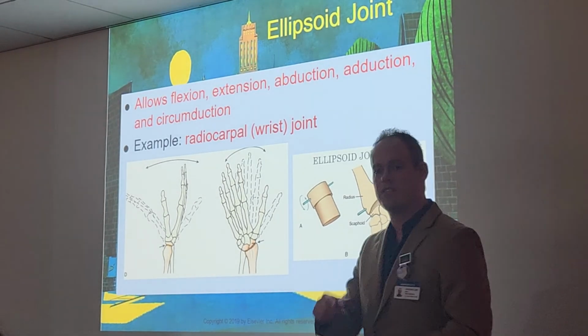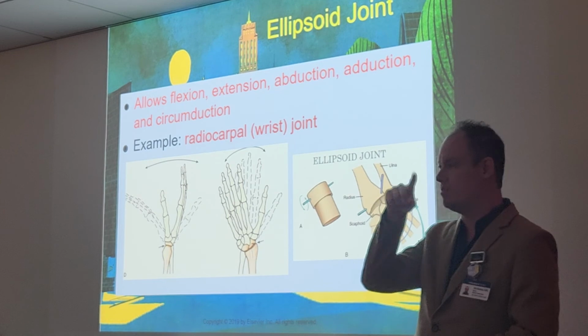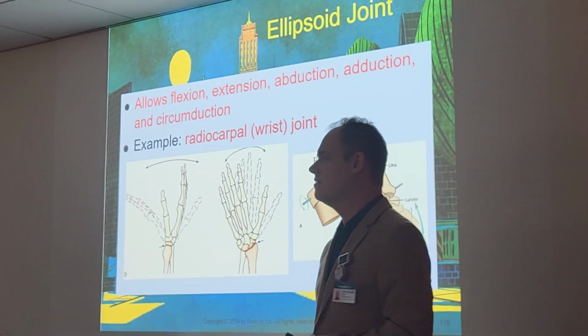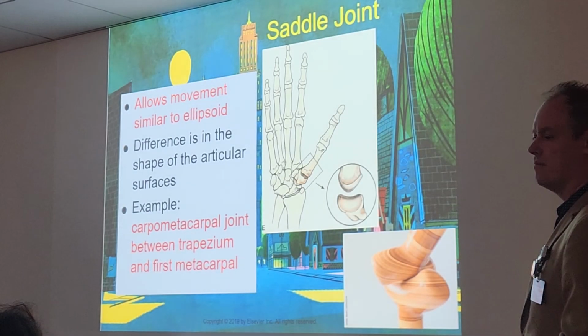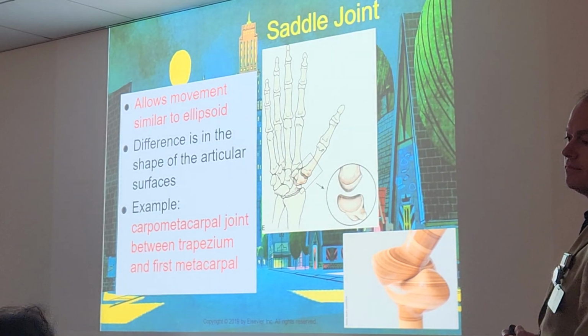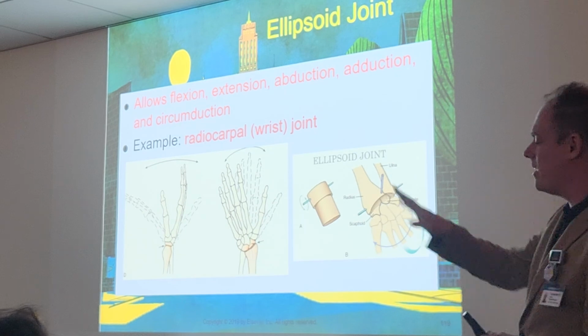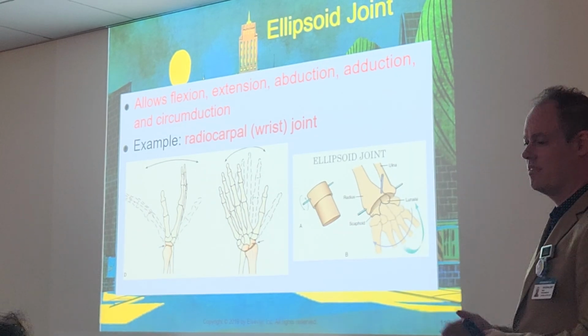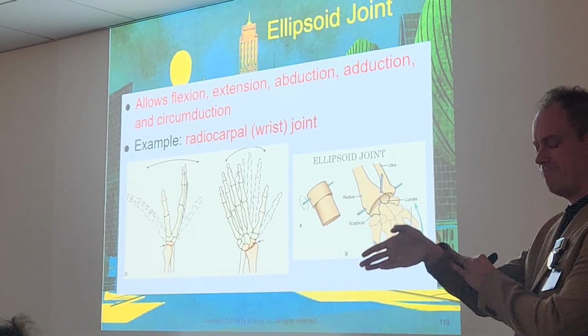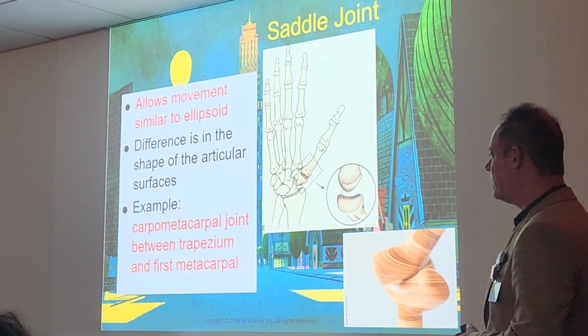Why is it called ellipsoid? Because an ellipse is like a circle. So circumduction is a circular motion. With the ellipsoid joint, you can do circumduction. Yes, you can.